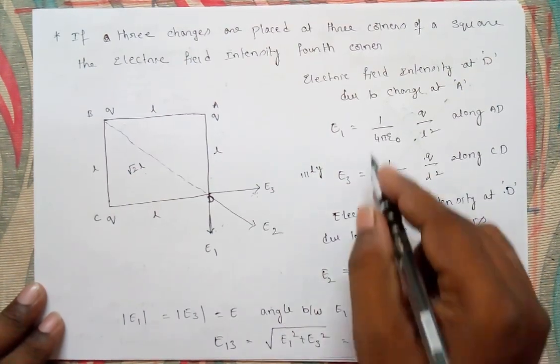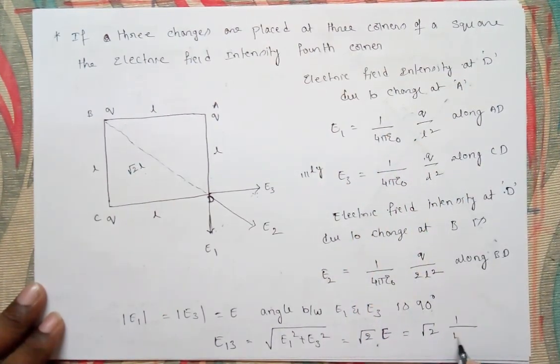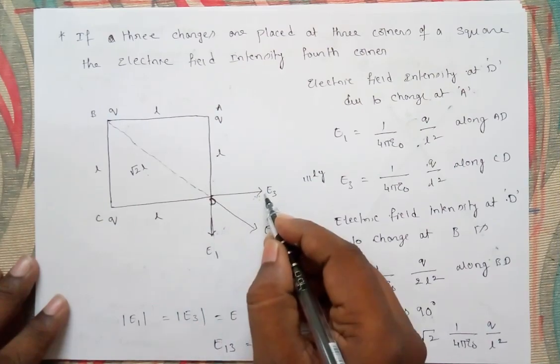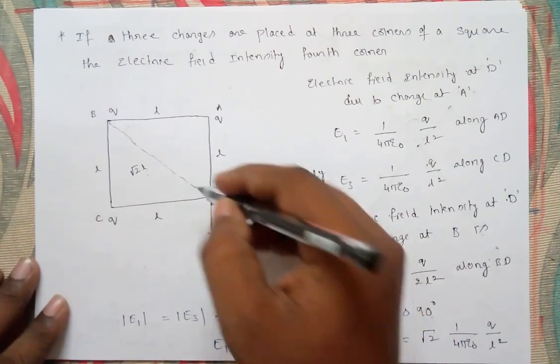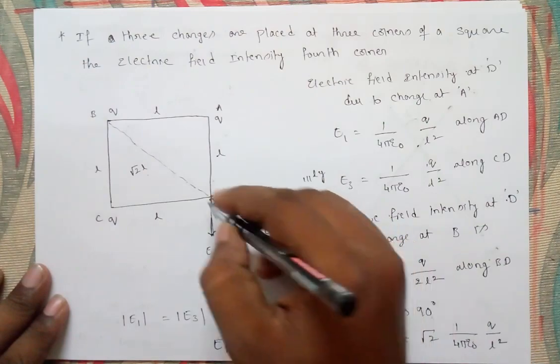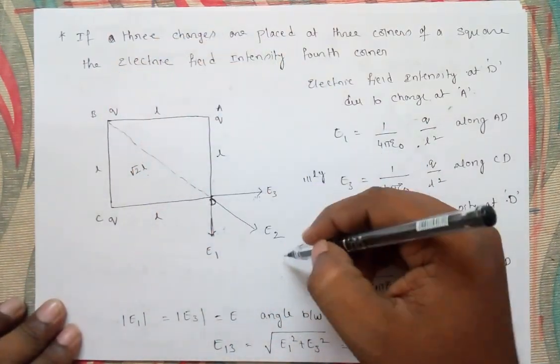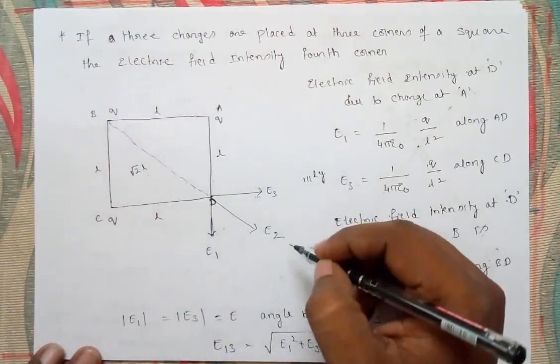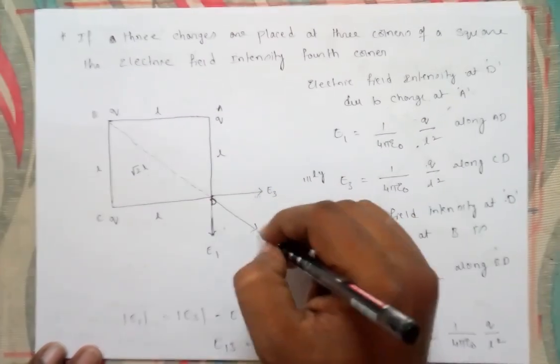So root 2 times E, where E is the expression 1 upon 4 pi epsilon naught Q by L square. So the resultant E13 between E1 and E3, with angle 90 degrees, will be root 2 times 1 upon 4 pi epsilon naught Q by L square. Since the angle is 90 degrees and the two magnitudes are equal, the resultant will be exactly the bisector of them, that is along the direction of BD only. So the resultant of E1 and E3 is along the bisector of E1 and E3, that is along the direction of E2.